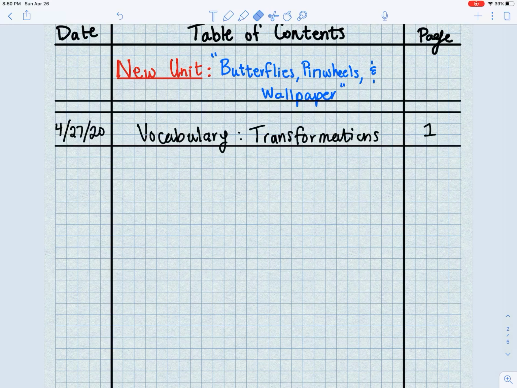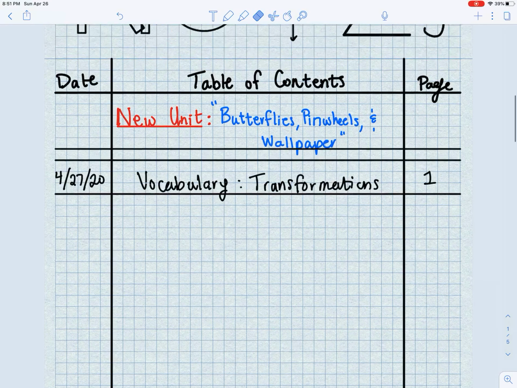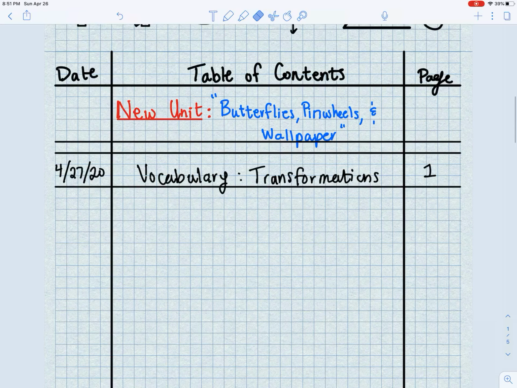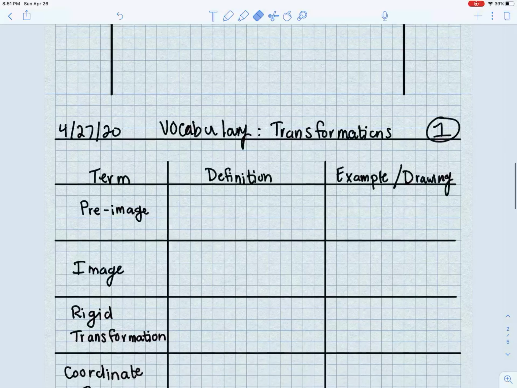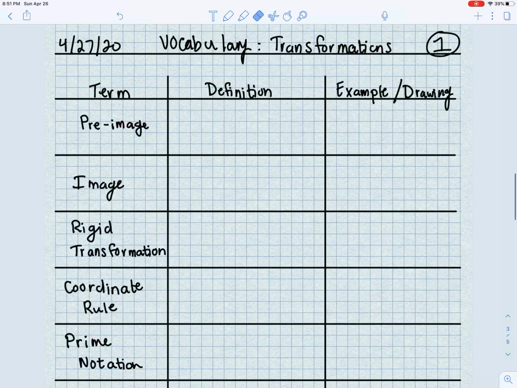So today, my goal for this video is to prepare you with some of the vocabulary that we are going to be using when we talk about these things called transformations. If you are following along with my journal setup, I have my table of contents here, and if you scroll down a little bit, eventually we will get to our vocabulary, and this is what we're going to talk about in this video.